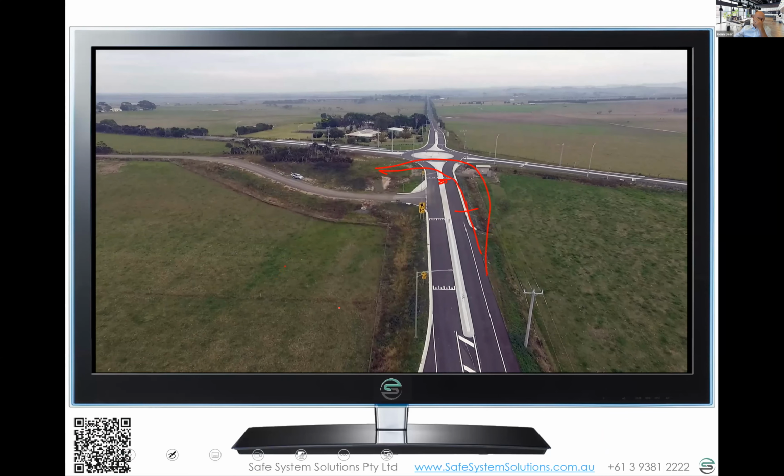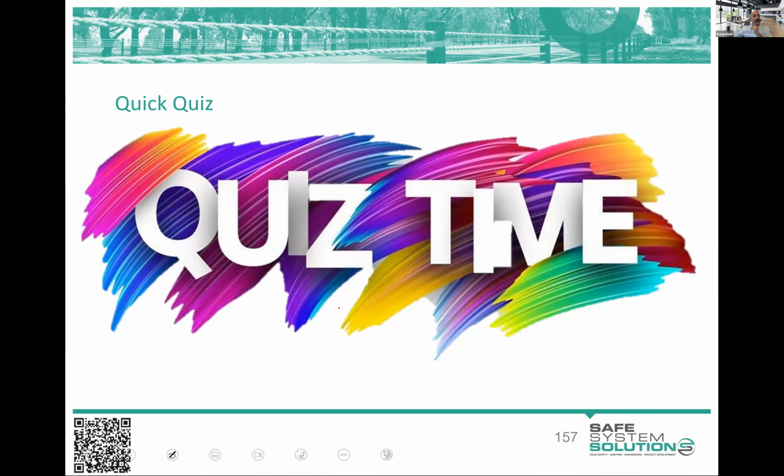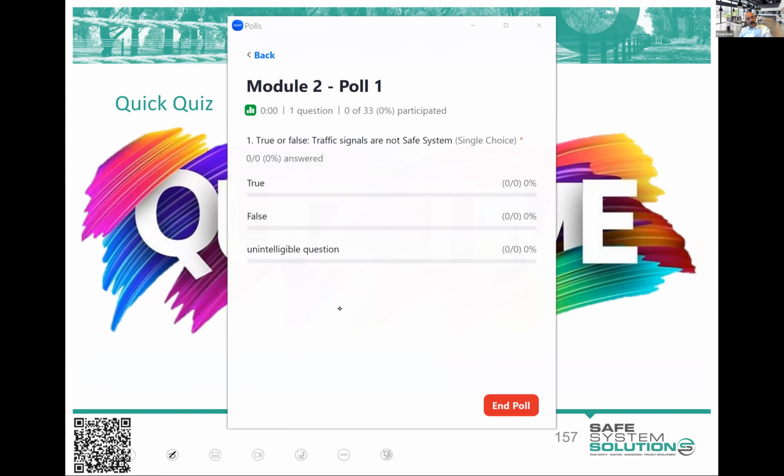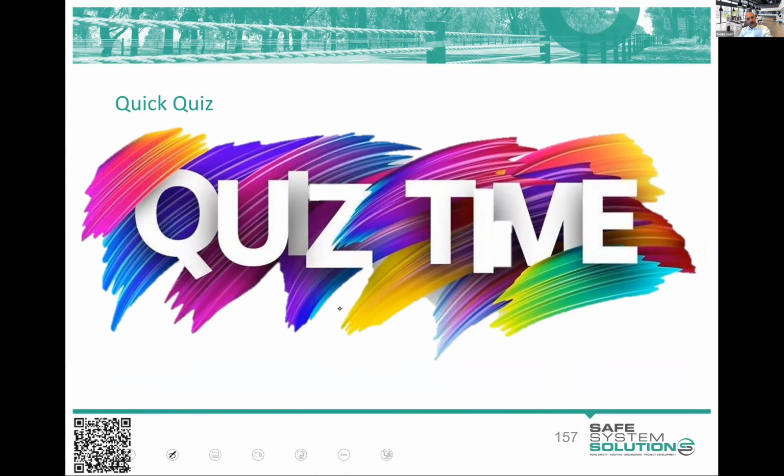Kez, I think we'll pop up a quiz. And it's only a one-question quiz, but it hopefully will help dispel a few things. So true or false? Traffic signals are not safe system. True, false, or unintelligible question, which means Ken, your question doesn't really make any sense.